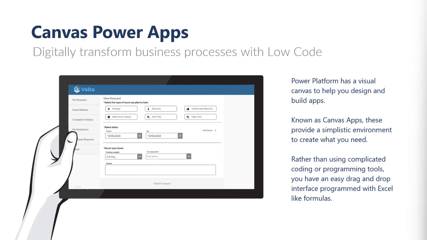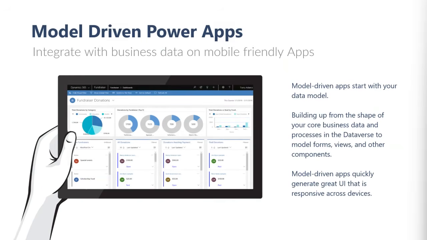Now, the next type of app is known as a model-driven Power App. The reason why it's called model-driven is that it's all about the data model. And in fact, in contrast to a Canvas Power App, you actually start off your build, your development of a model-driven app, by looking at the data first.